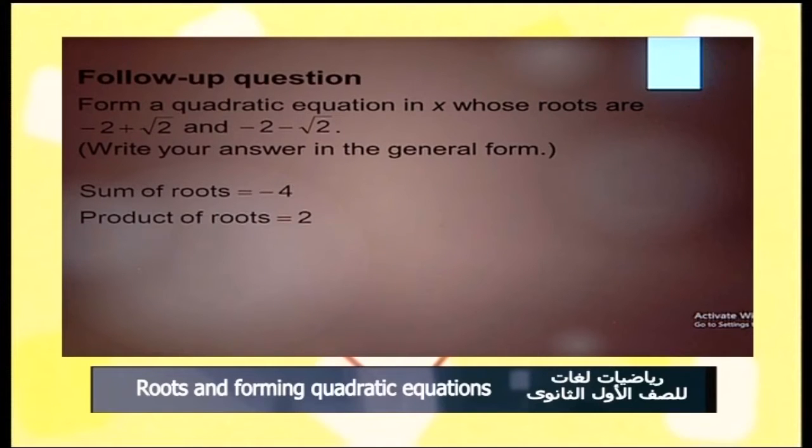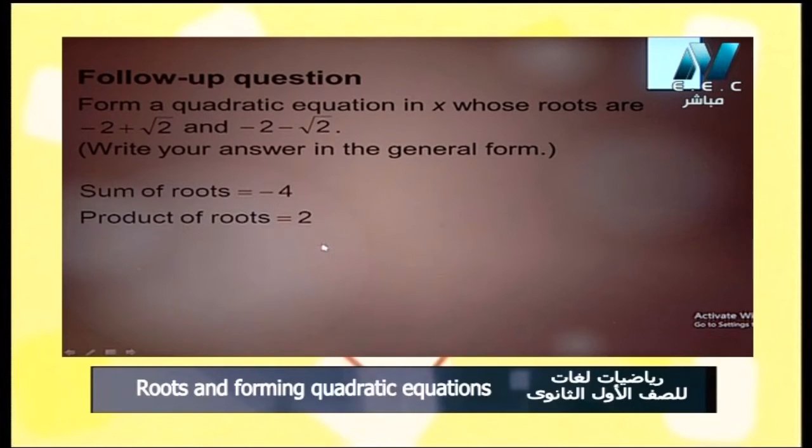Okay, follow-up question. Form a quadratic equation in x whose roots are negative 2 plus root 2 and negative 2 minus root 2. Write your answer in the general form. We will find that the sum of the two roots equals negative 4 and their product will be 2.